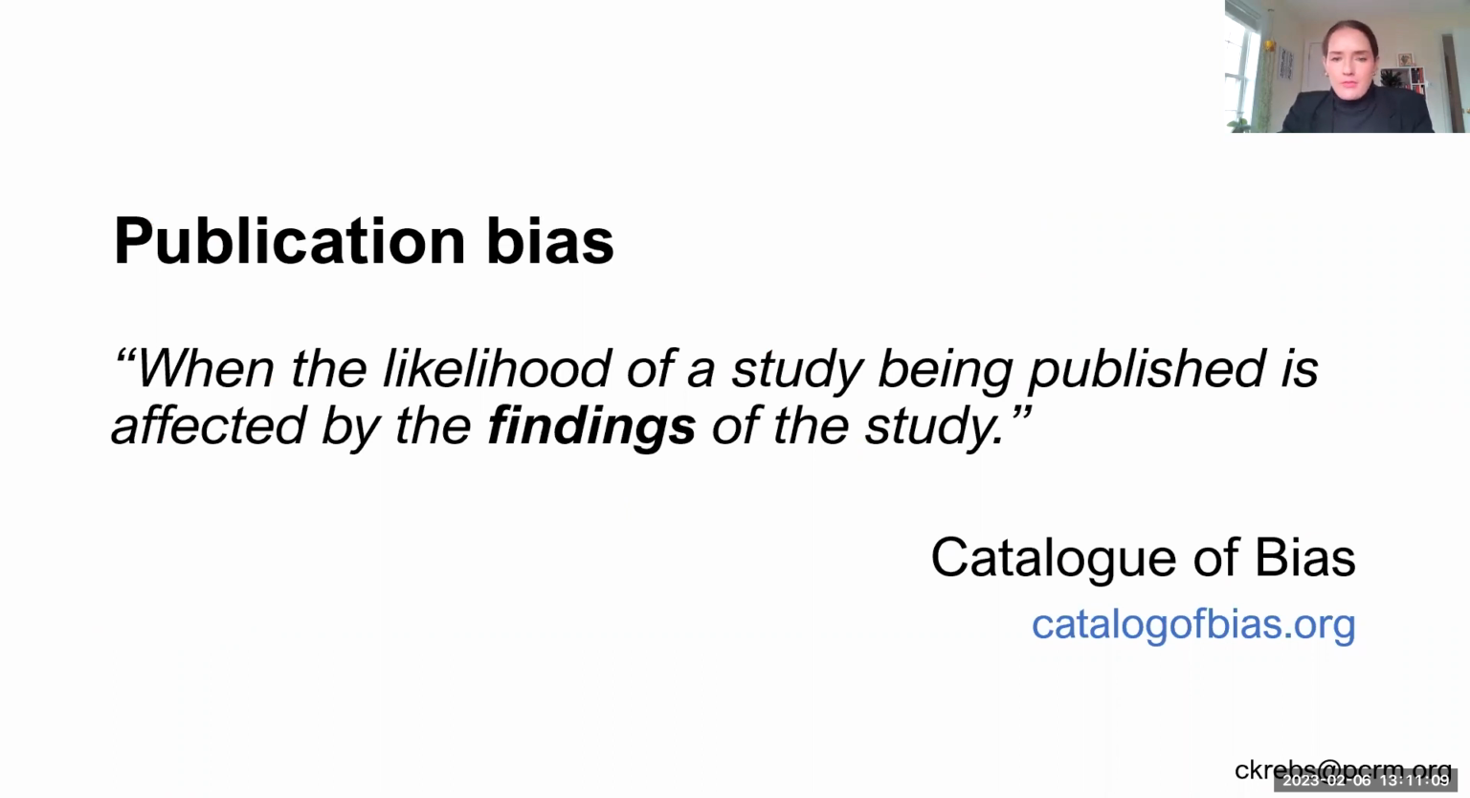According to the Catalog of Bias, which is a database created by the Center for Evidence-Based Medicine at Oxford University, publication bias is defined as when the likelihood of a study being published is affected by the findings of the study. But a couple of years ago, my team and I started to wonder, what if the likelihood of a study being published is affected by the methods of the study, namely animal versus non-animal methods?